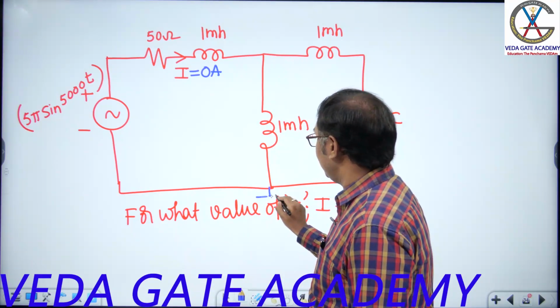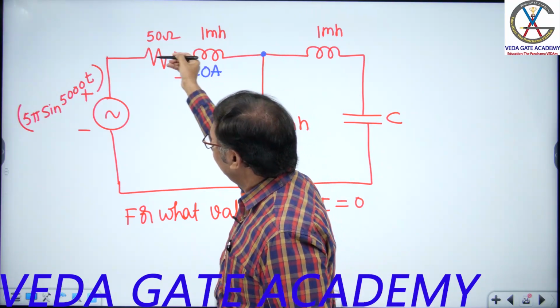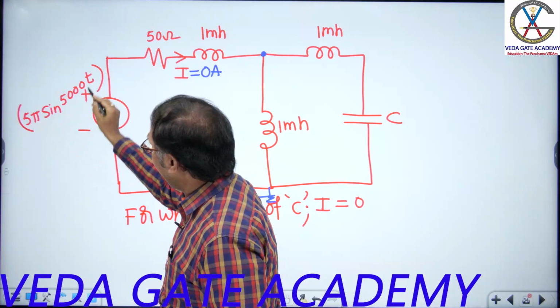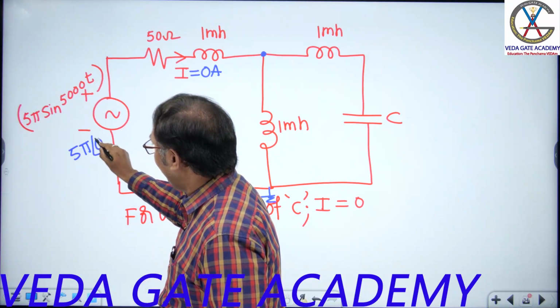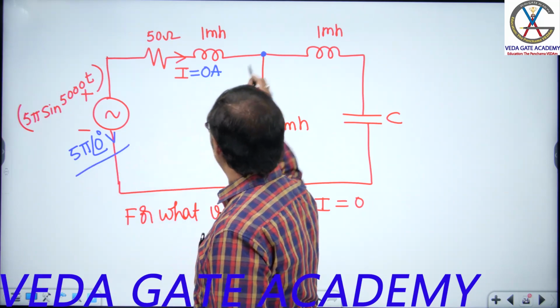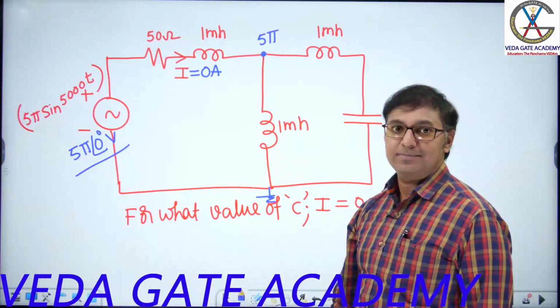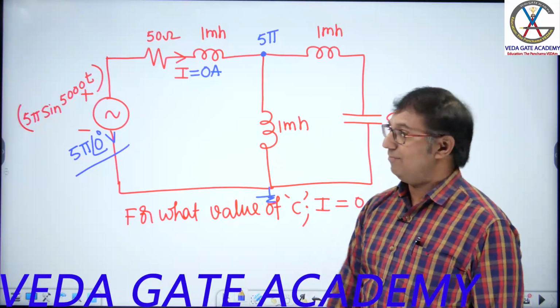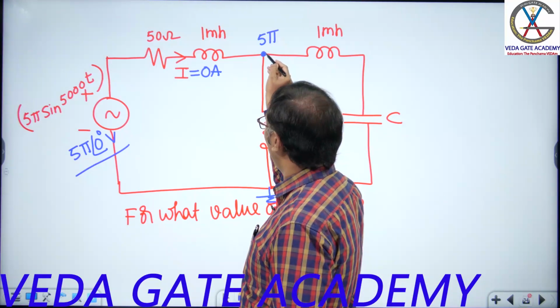Sir, if you take this as the reference point, what is this voltage? Here this is 0, na? So if I represent 5 sine in phasor form, it is simply 5 at an angle 0 volts only, na? Even here, what is this? Same 5 itself. Clear?